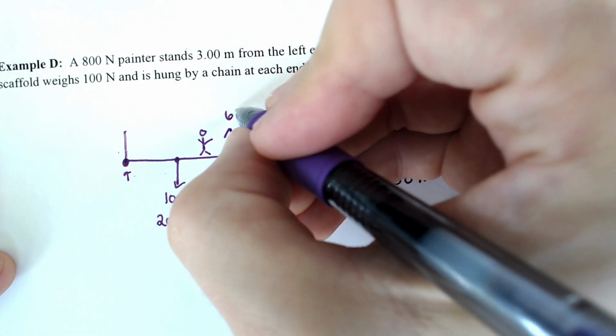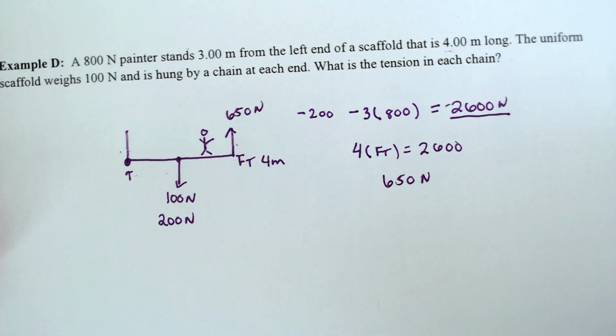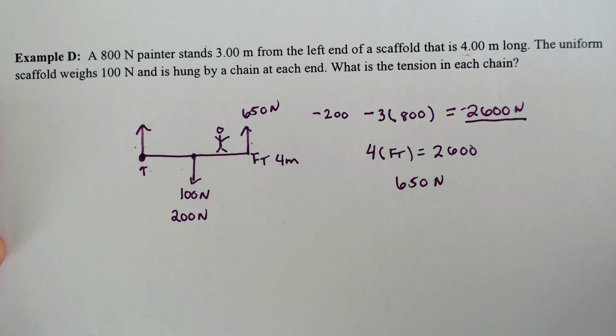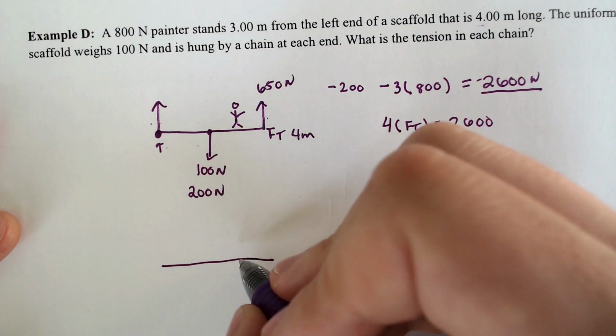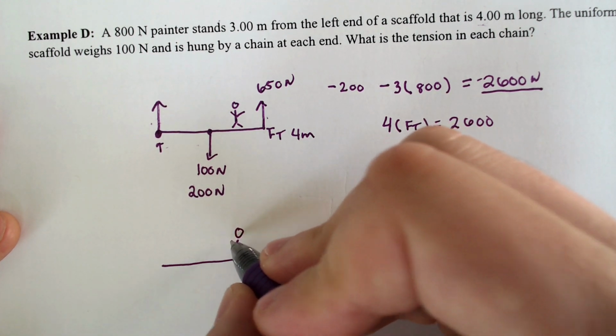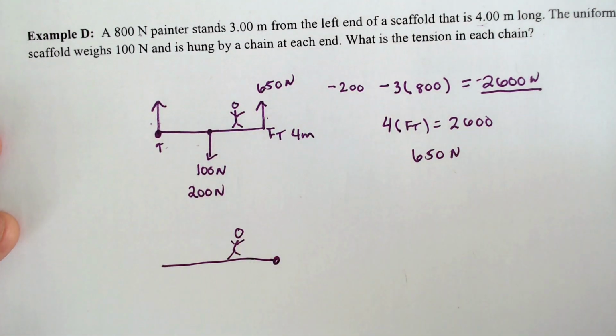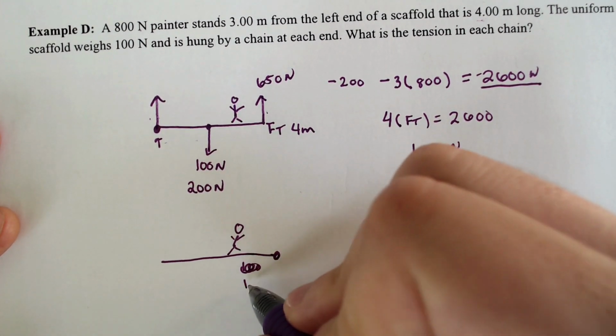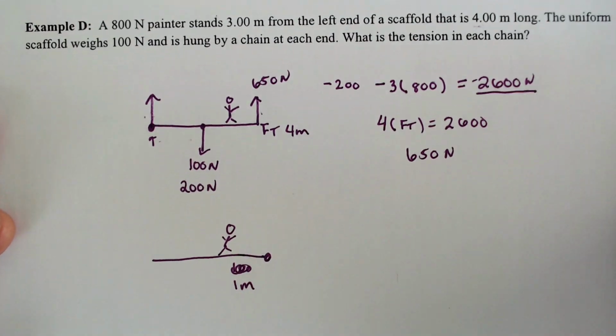So this force of tension is 650 newtons. What would be the tension on the other end? Well, the other end may be a little bit less, because when you think of it from the other end, you've got the painter who is closer to this pivot point. In fact, he is only 1 meter away from that pivot point.